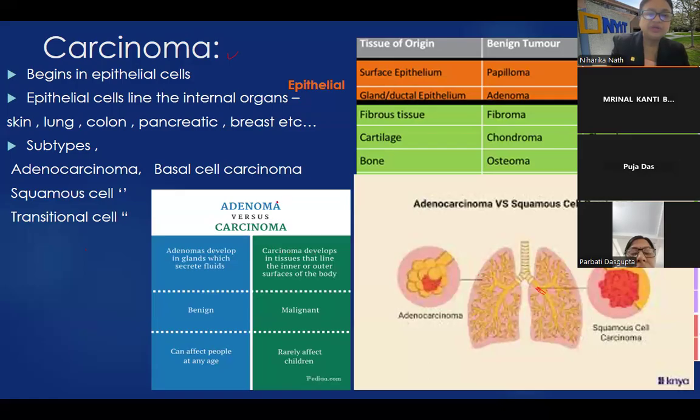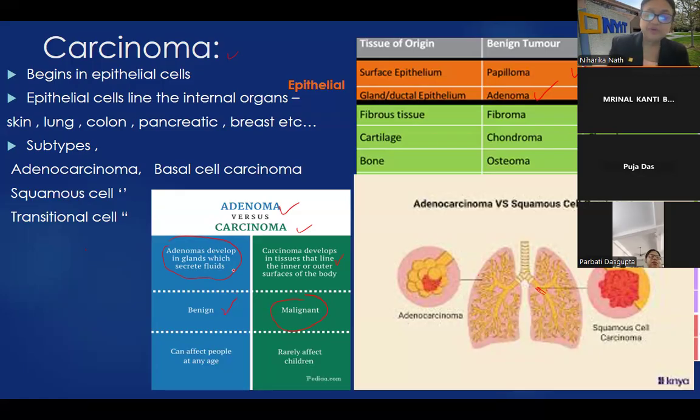The other example I want to share with you is adenoma. So here, see this adenoma here, and the other one is carcinoma. One is benign, one is malignant. So adenoma versus carcinoma. An adenoma means that it will develop in the glands. Which glands? Like the sweat glands, anything that secretes enzymes, anything that secretes fluids. That's where the adenoma will be, and the carcinoma is again on the tissues. The carcinoma will be malignant and the adenoma will be benign.